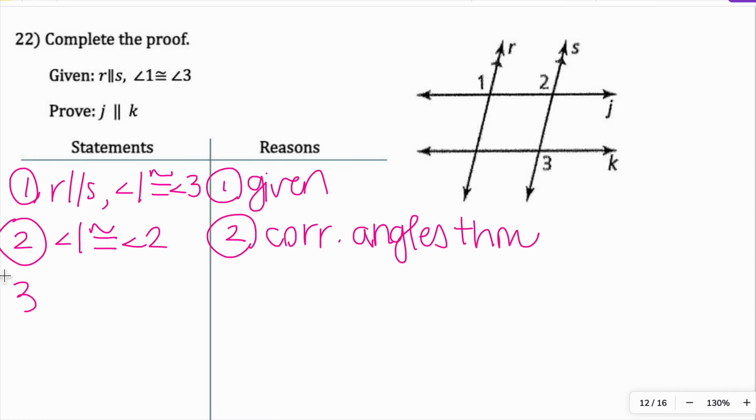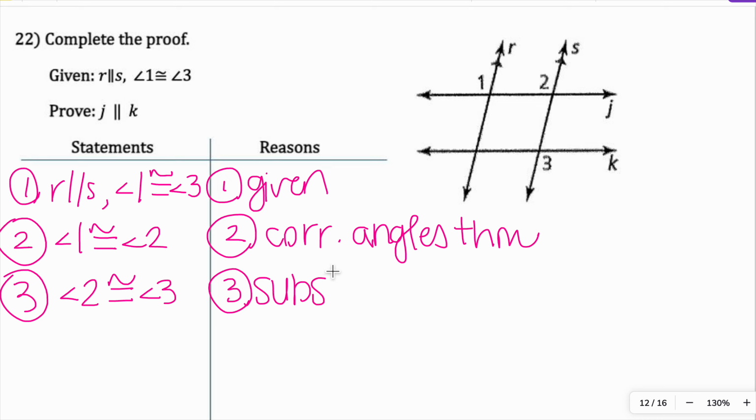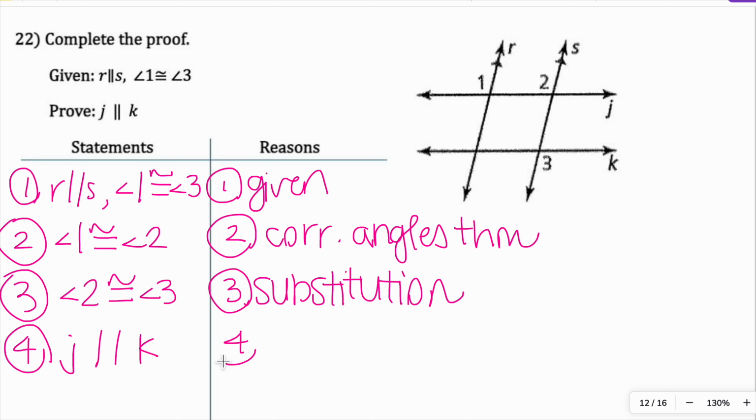Sorry for the bell. Once I get that, then I'm going to use some substitution and say that angle 2 is congruent to angle 3, because that's going to help me connect lines J and K. So substitution here. And now that I know that angle 2 is equal to angle 3, I can say that these are parallel lines. J is parallel to K using the alternate exterior angles converse theorem.